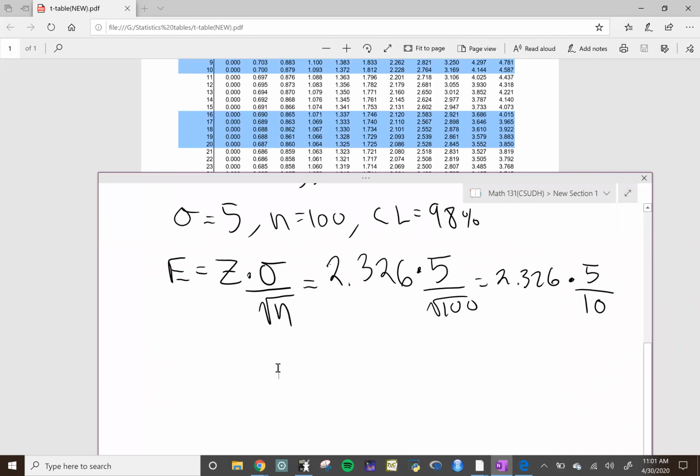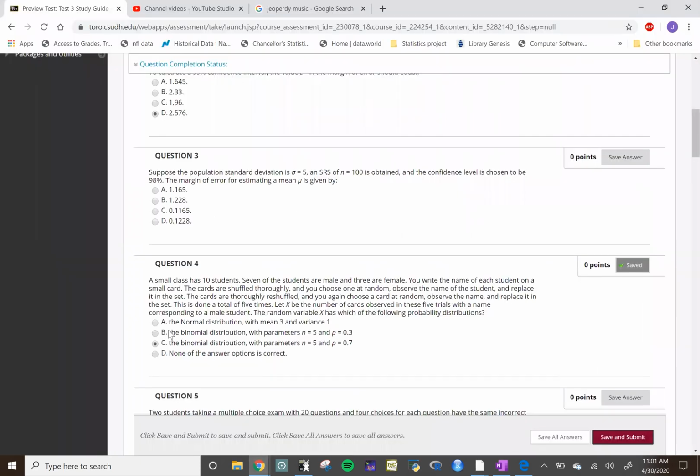So I'm going to go ahead and do that. 2.326 multiplied by 5 divided by 10, and you get 1.163. So you just choose 1.165 because that's the closest one to it. If you look at 1.22, it's not close to that. If you look at 0.1165, that's not the correct answer because it should be 1.1. And D obviously is not the correct answer.